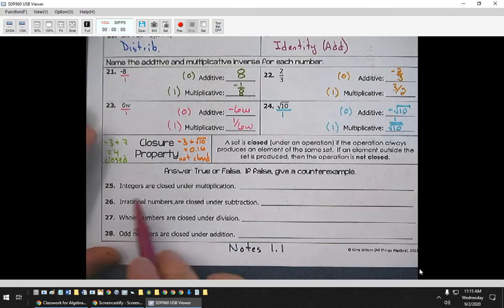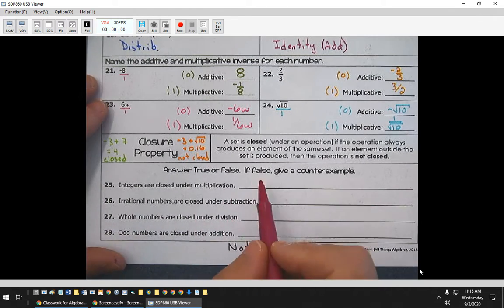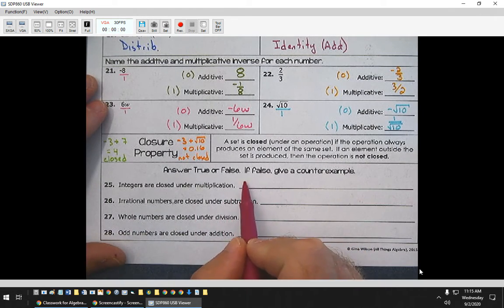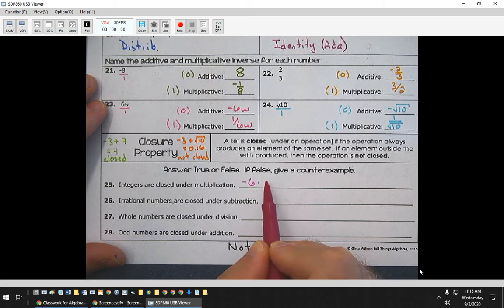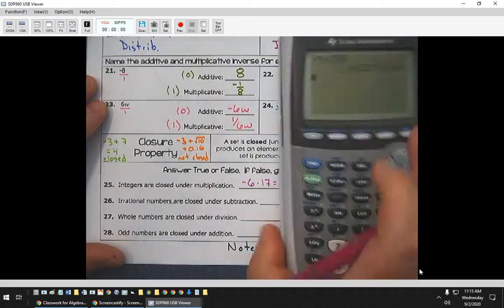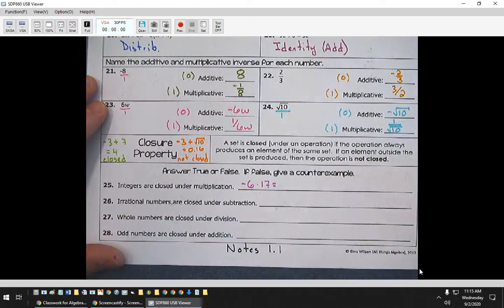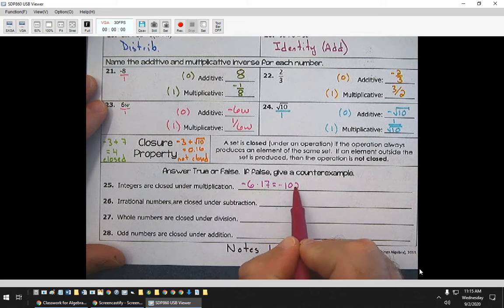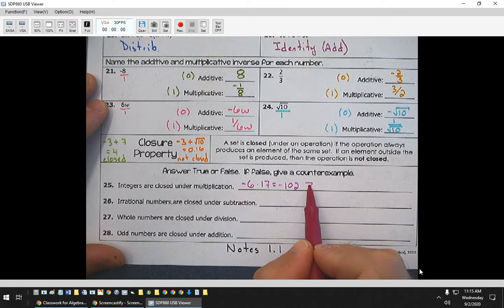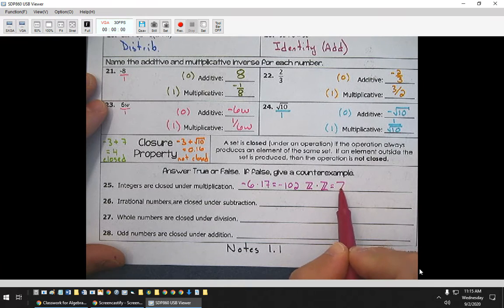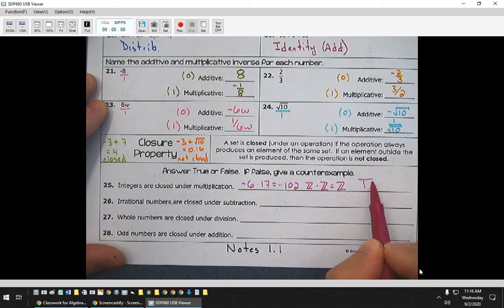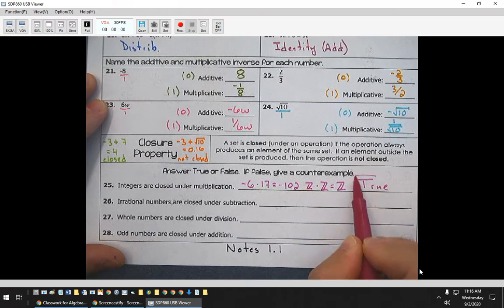Okay, integers are closed under multiplication. So if you take an integer like negative 6 and you multiply it by another integer like 17, why did I pick that? I don't know. Negative 6 times 17 is negative 102. Negative 102 is still an integer. So that was an integer times an integer. It ended up being another integer. So this is true.